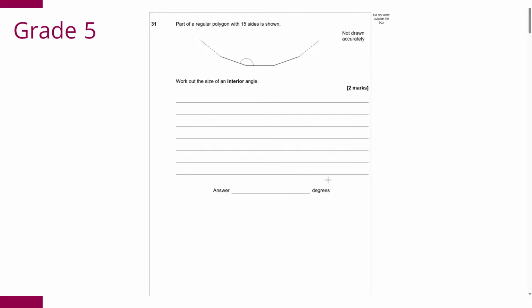Okay. Interior angles. Now, exterior angles came up on 2 of the exam boards, including Edexcel, but interior angles didn't, from memory. But we can see whether we can do this one here. It says work out the size of the interior angle. So this is just a formula one, right? So this would be nice, easy to do. It's n minus 2 times 180. It tells you the amount of sides.